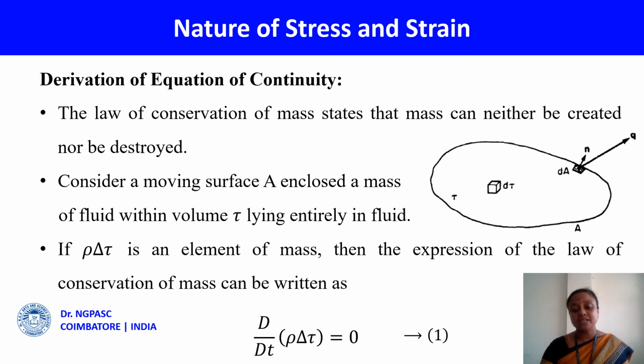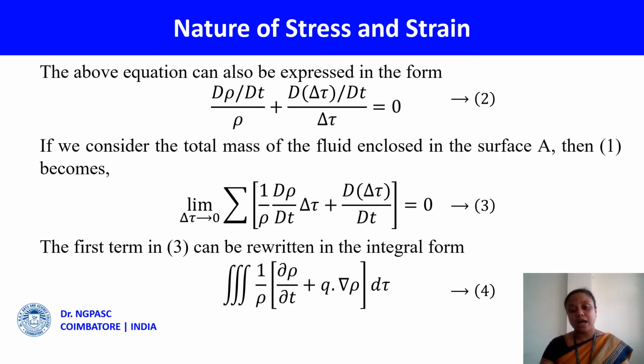Then we can write the equation in another form as d rho by dt divided by rho plus d del tau by dt divided by del tau, which is equal to 0. If we consider the total mass of the fluid enclosed in the closed surface, then equation 1 becomes limit del tau tends to 0 summation of 1 by rho into d rho by dt del tau plus d of del tau by dt, which is equal to 0.